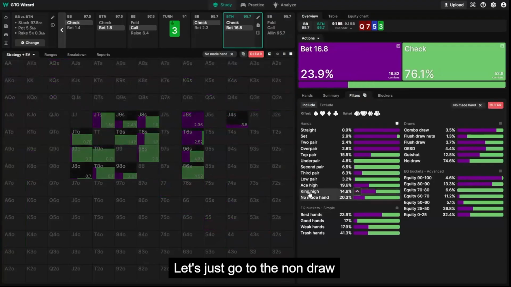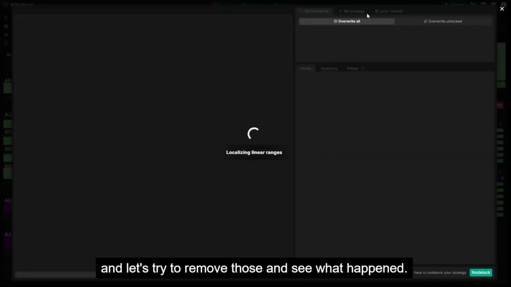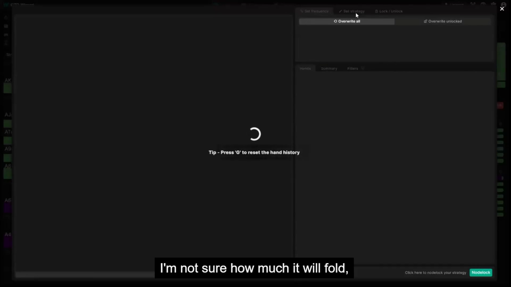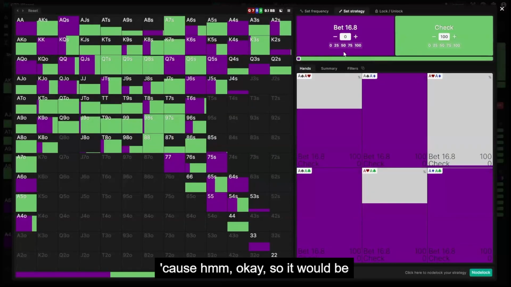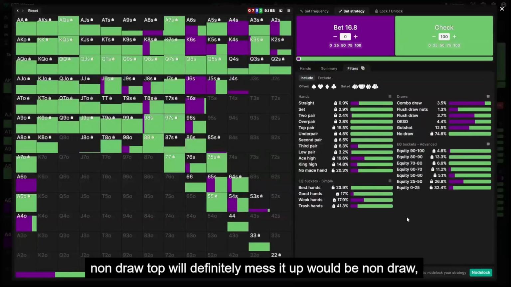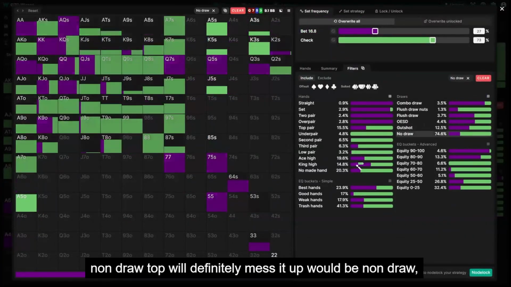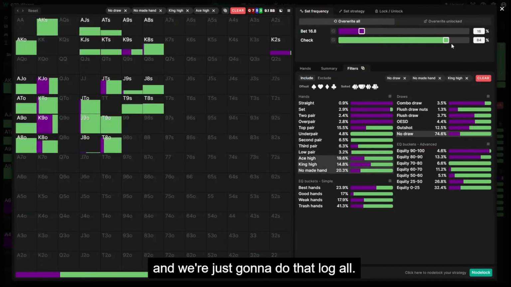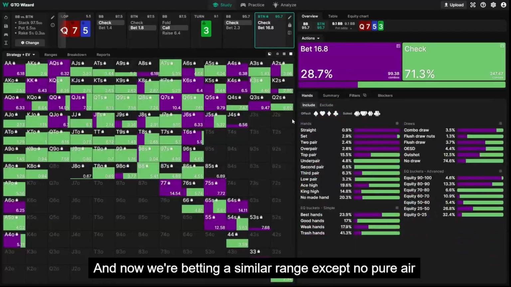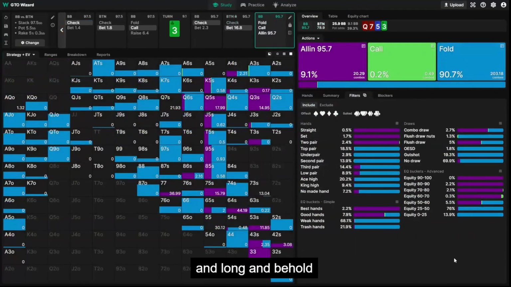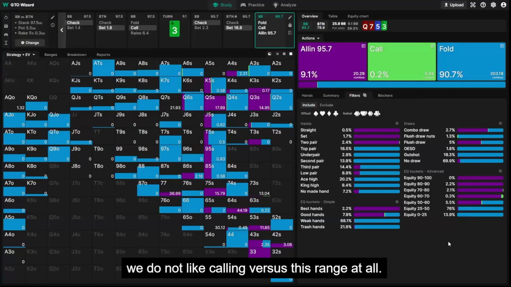Let's just go to the non-draw and let's try to remove those and see what happens. I'm not sure how much it will fold, but it will certainly be more. We'll try again. So it would be non-draw, no made hand, king high, and we're just going to do that, lock all. So now we're betting a similar range except no pure air. And lo and behold, we do not like calling versus this range at all. Okay, I knew it was going to start folding a lot more.